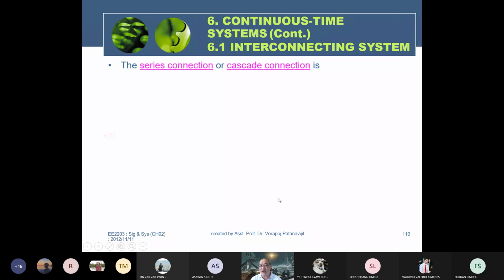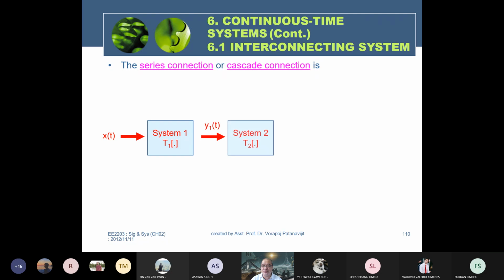Or in the series connection, or cascade connection, there are two blocks, but they are not connected in parallel. They are connected in series. It means the signal is sent to system 1 and then fed to system 2, and the result comes out here. An example of this block diagram is very simple. For example, when you do senior projects, you have a signal from the controller to drive the motor in system 2.